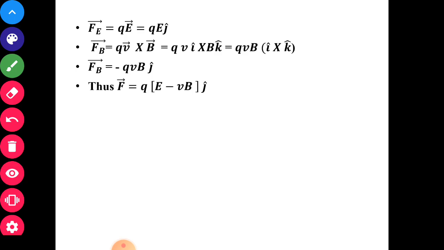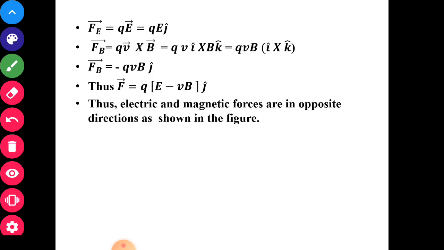So resultant force, we can write, is a sum of electric force and magnetic force. So this is electric force and this is magnetic force, both are added. What is common? Q is common, so Q(E minus VB) j cap. j cap is also common. So resultant force is in the y direction. So electric and magnetic forces are in opposite directions as shown in the figure which I explained.